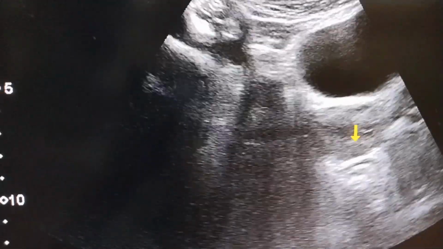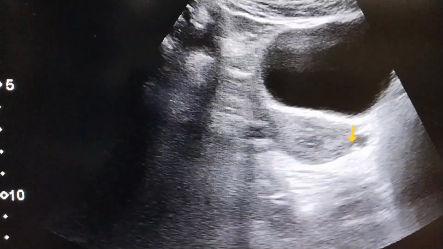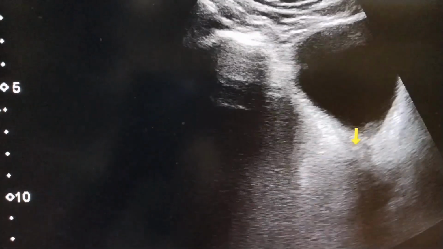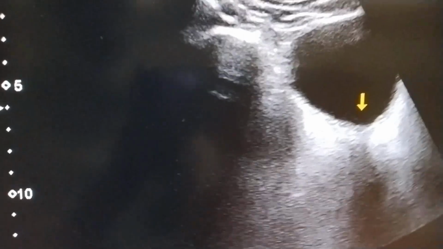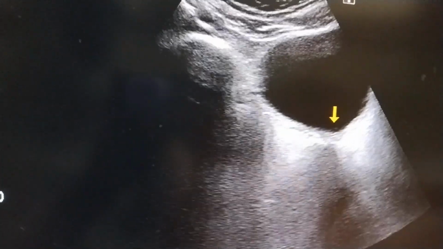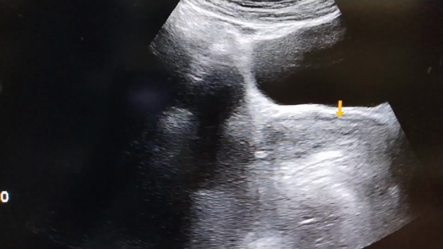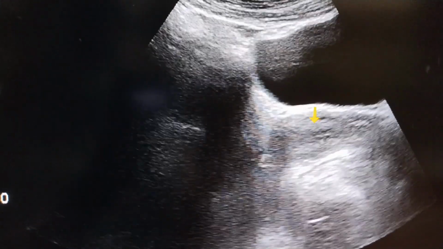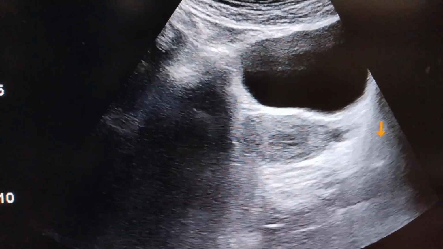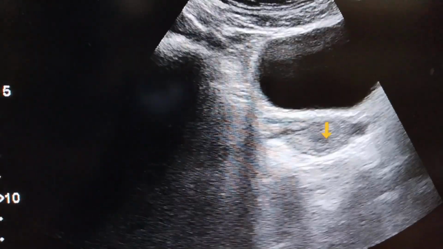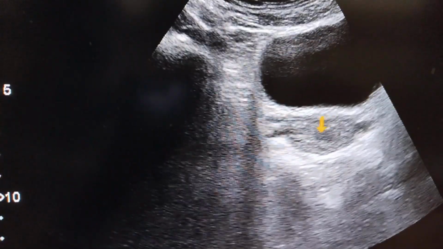So this was a case of cystocele and uterovaginal prolapse complicating to bilateral hydronephrosis and hydroureter.